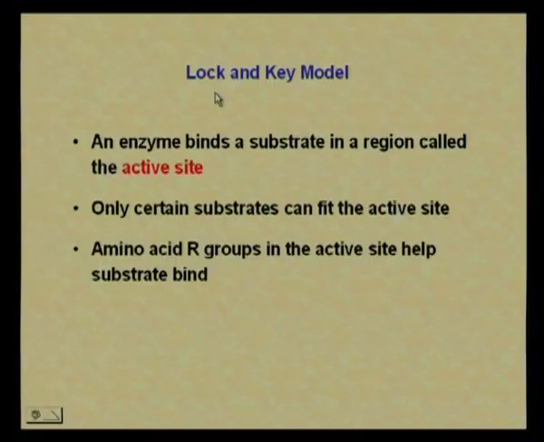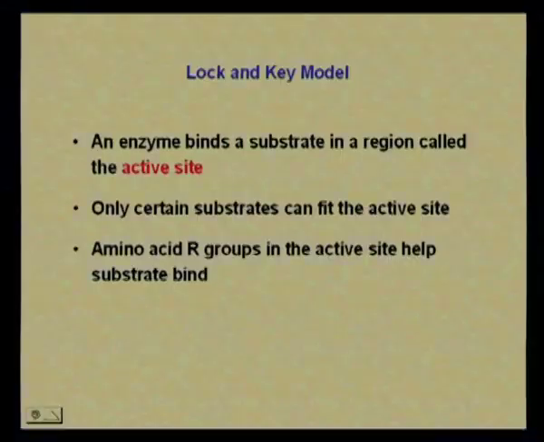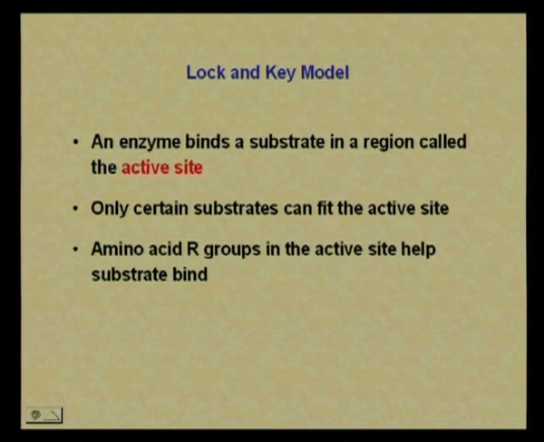What are the features of this model? In the lock and key model, the enzyme binds a substrate in a region called the active site, which we have seen. Only certain substrates can fit the active site. And what helps the active site bind the substrate? It is the R groups. So, either the hydrophobicity or the positively charged or the negatively charged or the hydrogen bonding, whatever you are talking about, it is all the amino acid side chains that are actually eventually taking part in the reaction.